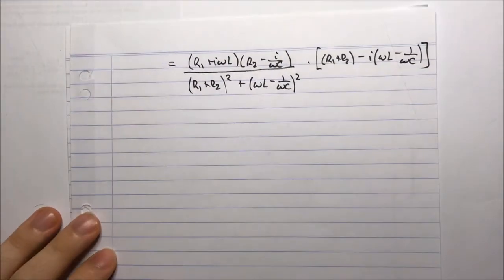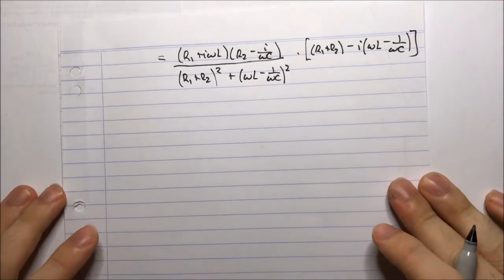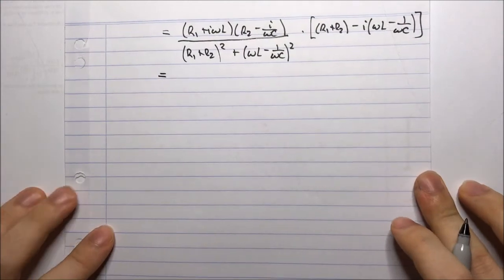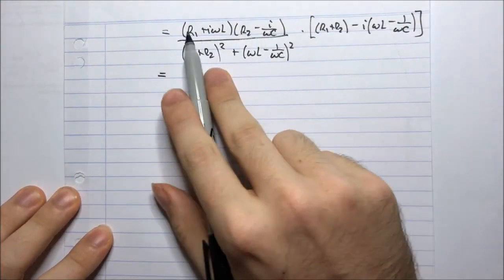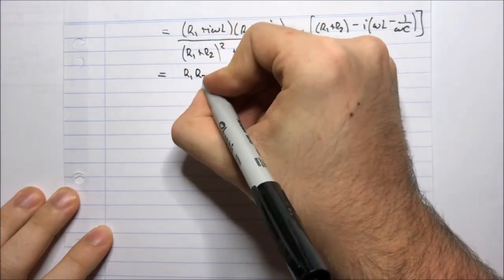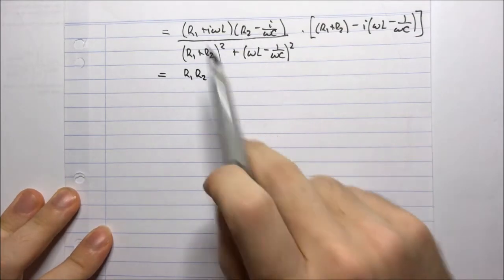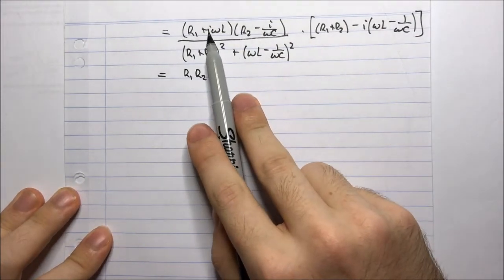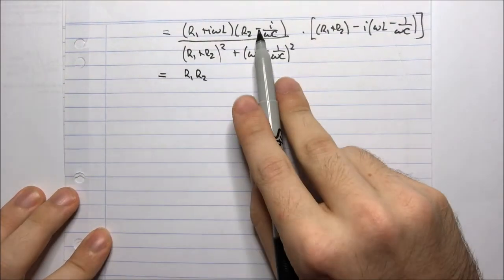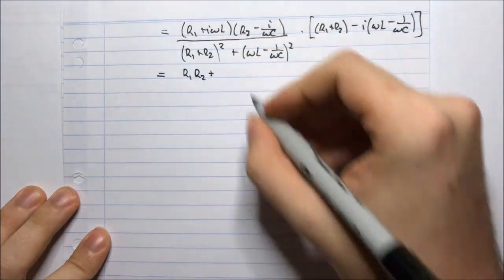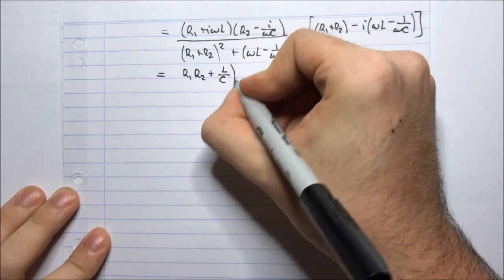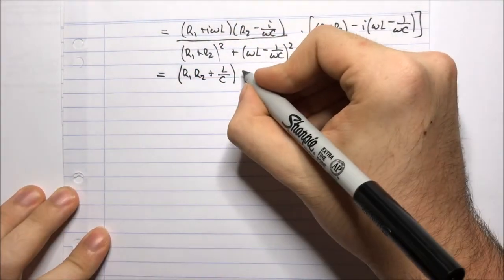Alright, let's move this bit away now. Okay, time to start expanding and simplifying. Alright, so if we expand out these brackets here, what do we get? We'll get R1 R2, that'll give us a real number. What else will give us a real number? Well, if I multiply this term by this term, I'll get the I squared, which will become -1. And since I already have a negative here, that'll be plus omega L over omega C. The omegas will cancel and I'm left with L on C. So that's the real part.